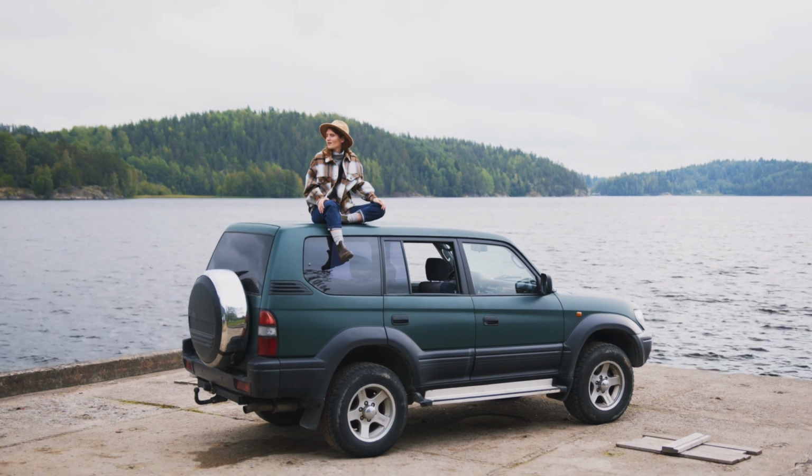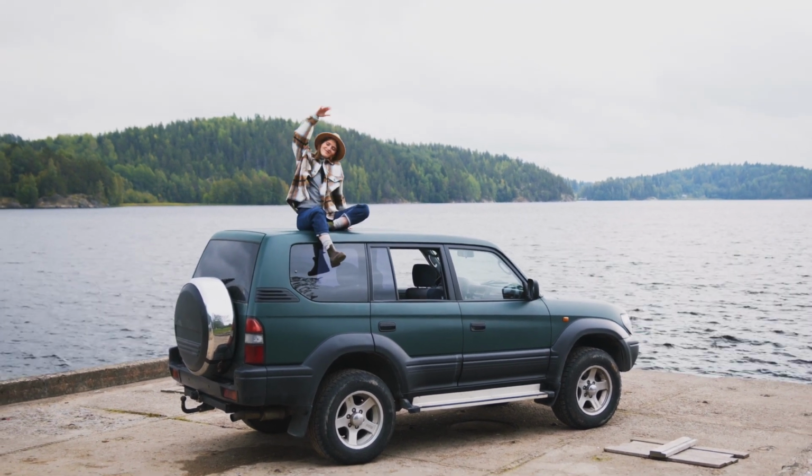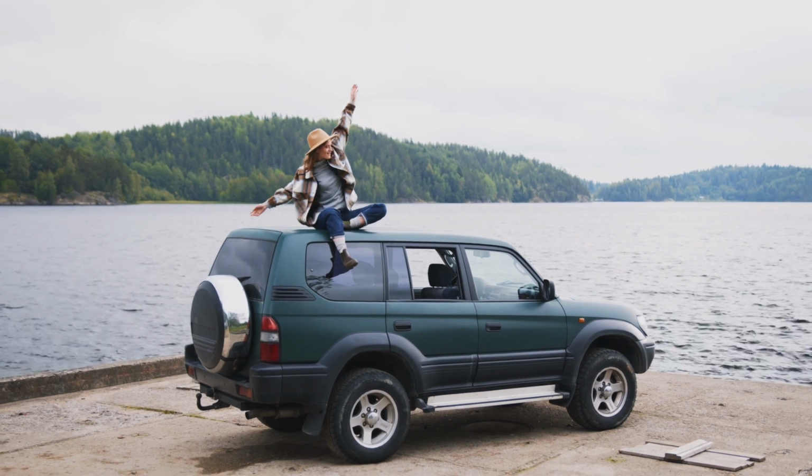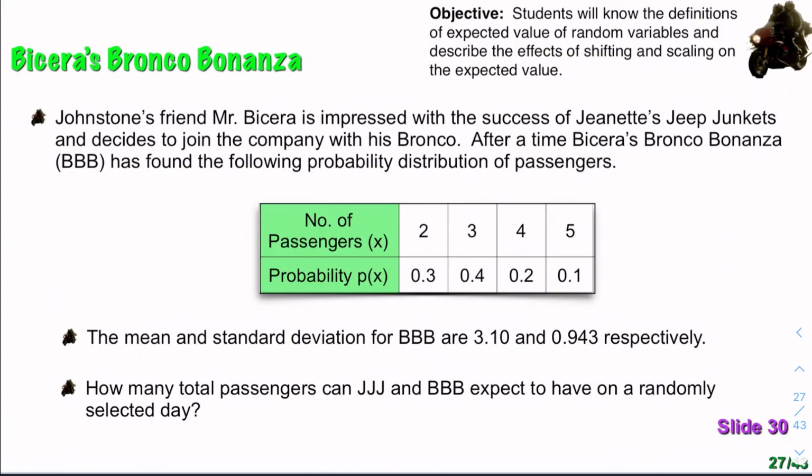They're impressed with the success of Johnston's Jeep Junkets and decide to join the company with his Bronco. So now we've got a Jeep and a Bronco. Fancy new car. After a time, Becerra's Bronco Bonanza has found the following probability distribution for their car: 2 passengers, 3 passengers, 4 passengers, and 5 passengers.